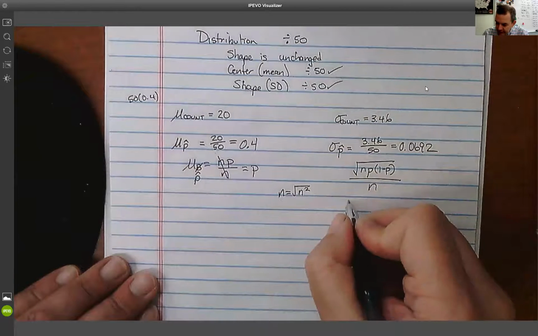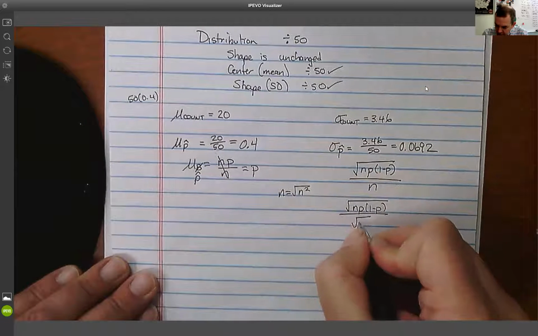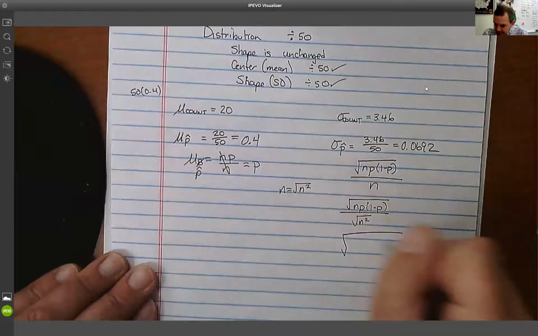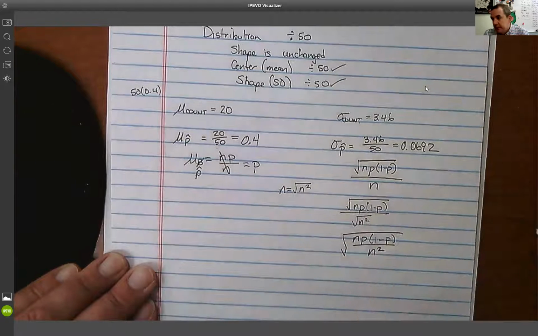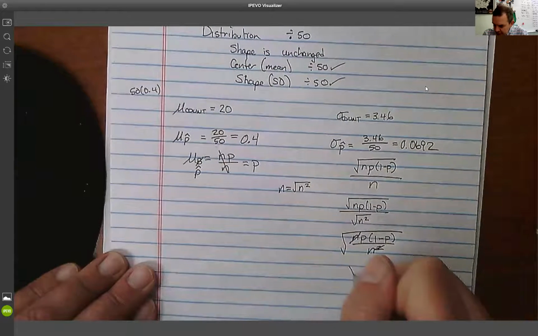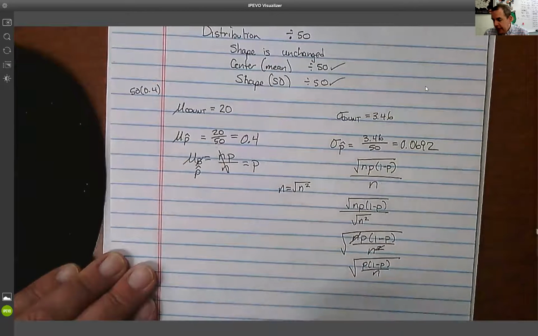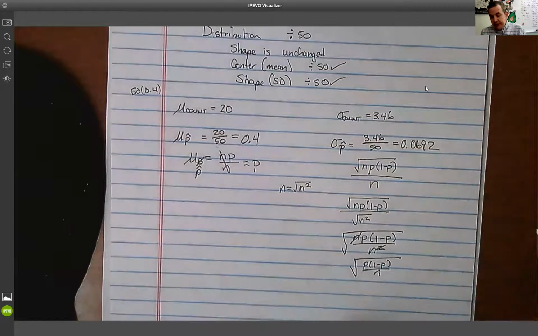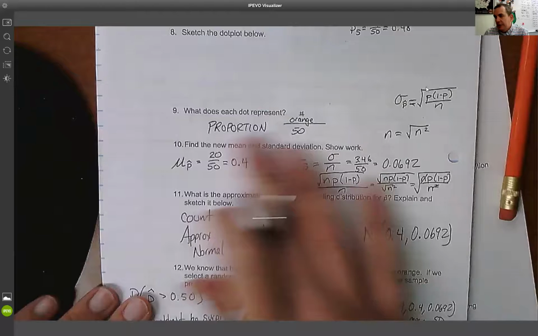So I can rewrite this as the square root of np(1 minus p) over the square root of n squared. But if I have radicals on top and the bottom, I can put them all back together: the square root of np(1 minus p) over n squared. And if you notice, this n up top cancels out with one of those n's, and I'm left with the square root of p times (1 minus p) over n. That is going to be our formula for the standard deviation. It's on the formula sheet, but I just wanted to show you the derivation of it.